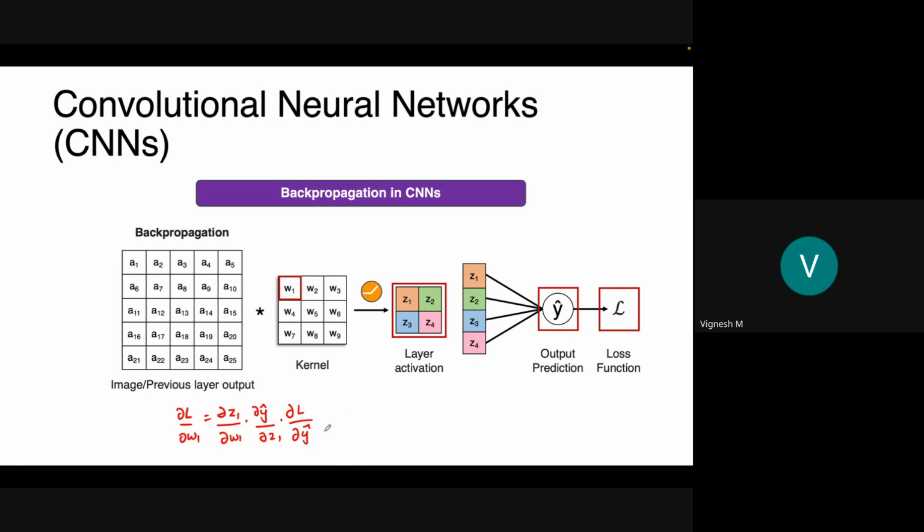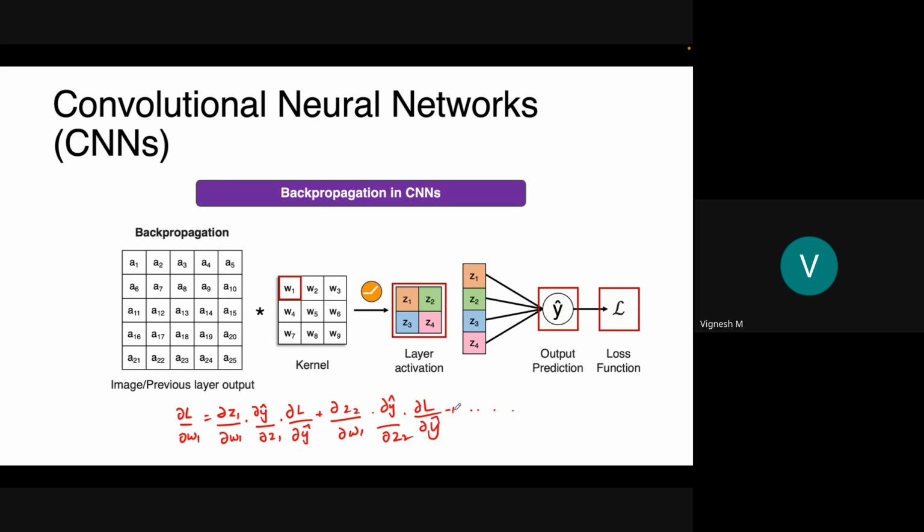Now this is for just the change in Z1, right? Now you have to add the next part, which is what? Dou Z2 by dou W1, right? The change in Z2 because of W1 times dou Y hat by dou Z2, because the change in Y hat because of Z2, and then the change in the loss because of Y hat, right? Now plus dot dot, right?